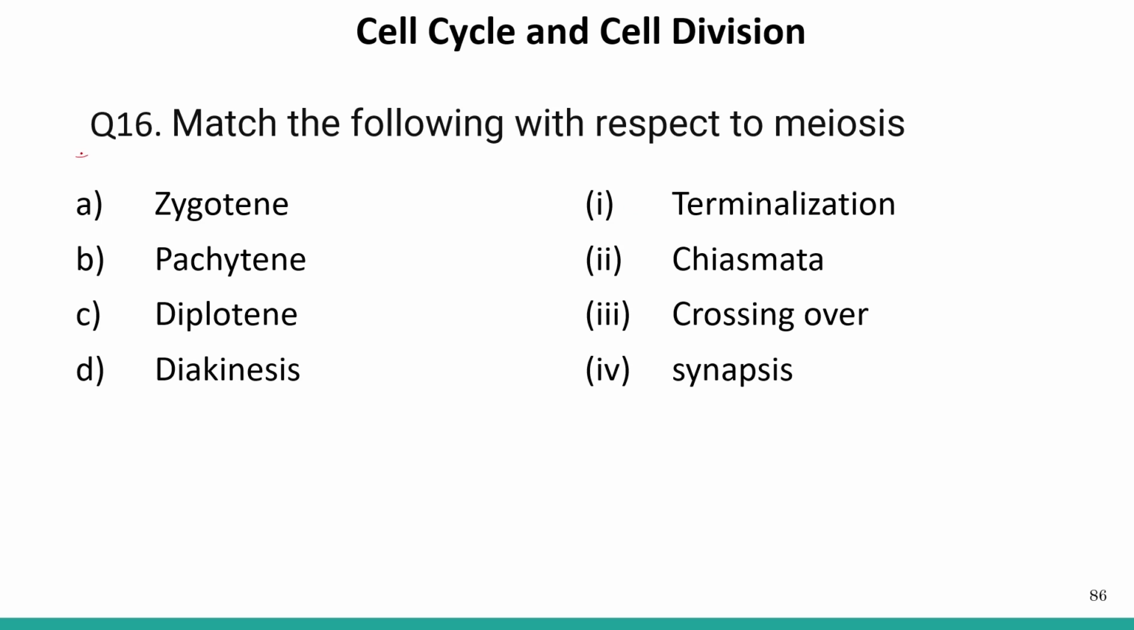Now, here what you have to do is match the following with respect to meiosis. Again, they are talking about the prophase here. These are the stages of prophase. In zygotene, what happens? There is synapsis or the pairing of chromosomes. This is a similar question, we have already done that.